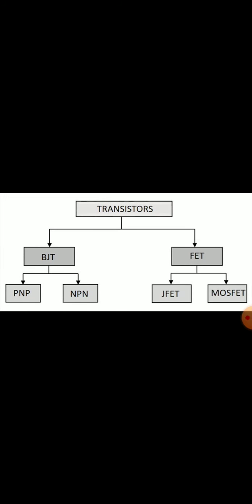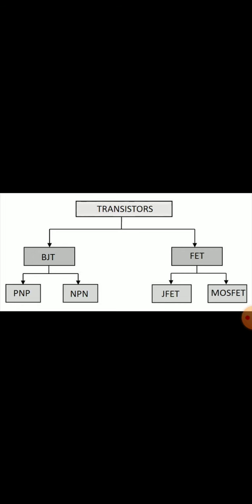Transistors are divided into two types: one is BJT and the other is FET. Our second unit is BJT, bipolar junction transistor, and our third unit is FET, field effect transistor. BJT is divided into two types: NPN transistor and PNP transistor. FET is divided into two types: JFET and MOSFET. Later we will discuss FET, JFET and MOSFET in detail.